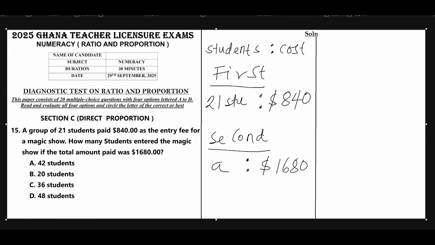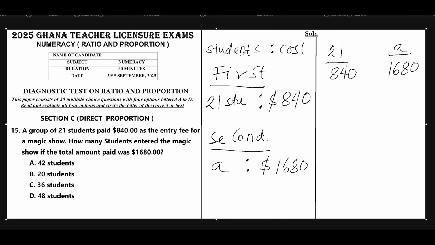So we know that 21 students is to $840 can be expressed as a common fraction. So we have 21 out of $840. Now the second instance, we have A students. Their total cost is $1,680. Now in reality, how do these two quantities relate? Number of students and the cost.